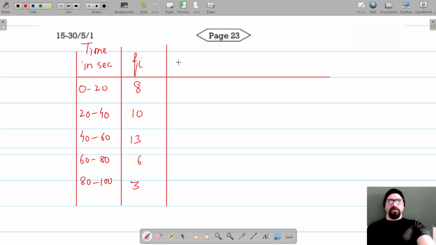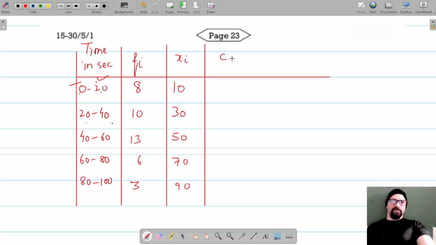And let's find out the class marks, that is xi. So how do we find the class marks? It's the upper plus lower limit divided by 2. So 0 plus 20 is 20 divided by 2 is 10. 20 plus 40 is 60 divided by 2 is 30. And this is 50. This is 70. And this is 90. So we have the class marks.